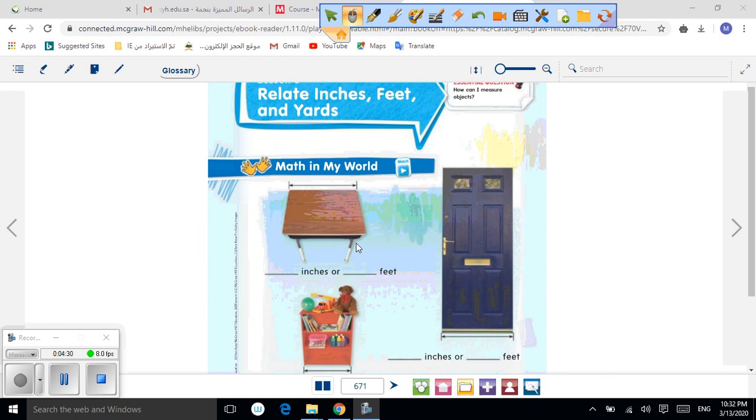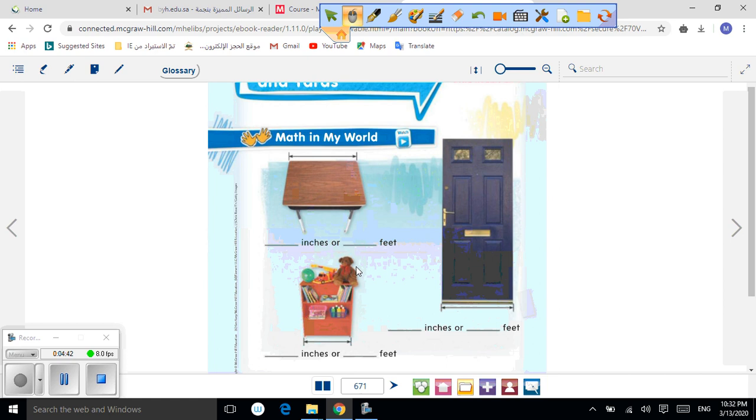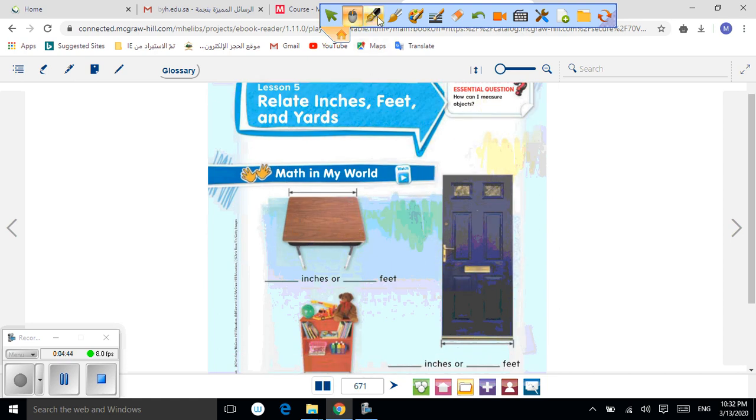When I measured my objects, I found these results. I found this table, for example, about 3 feet, and this door about 24 inches. Identify the other space. It's for you, my hero. It's your turn.